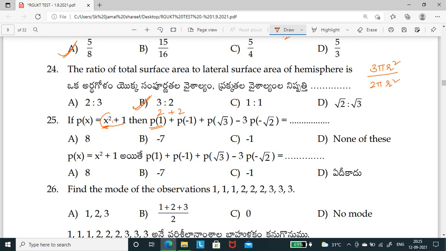So root 3 whole square is 3, 3 plus 1 is 4, minus 3 into p of minus root 2. So minus root 2 whole square is 2. So 2 plus 1 is 3. So minus 3 into 3. So 4 plus 2 is 6, 6 plus 2 is 8. So 8 minus 9 is minus 1. Hence the answer is minus 1.